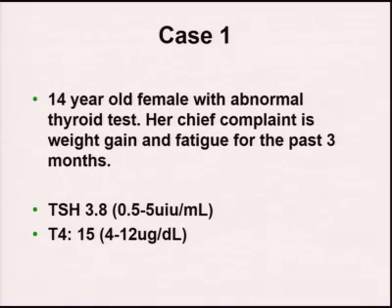So I'm not using the audience response system, so I'll just describe the cases. The first case is a 14-year-old female who has an abnormal thyroid test. Her chief complaint has been weight gain and fatigue for the past 3 months. And these are her thyroid function tests. You can see that her TSH is within the normal range between 0.5 and 5, and her T4 is elevated, with the reference range being 4 to 12 micrograms per deciliter.